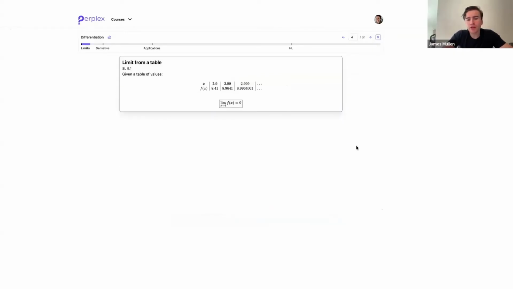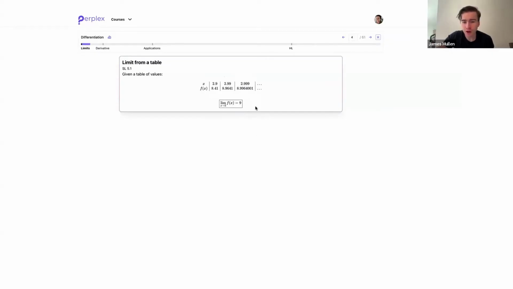Now, you also should know how to find limits from a table, okay? And these are really, really easy. The table is just going to tell you different values of x getting closer and closer to some particular value, and what the values of the function are at each of those points. So if I have x equals 2.9, 2.99, 2.999, and I see that f of x is doing 8.41, 8.9641, and then 8.9964001, I can tell that this is getting closer and closer to 9. I can just eyeball that, okay?